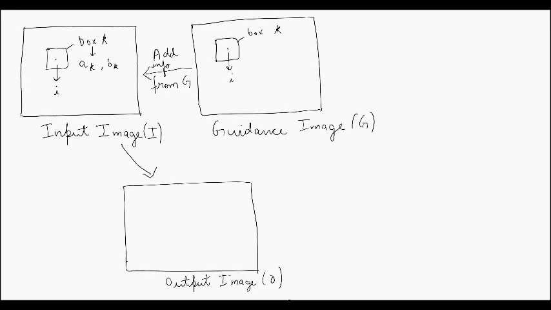In this video, we'll take a look at a popular image processing technique known as guided filtering, in which we transfer characteristics from one image on top of another. So in this example, we see how we can transfer characteristics from guidance image G to input image I.